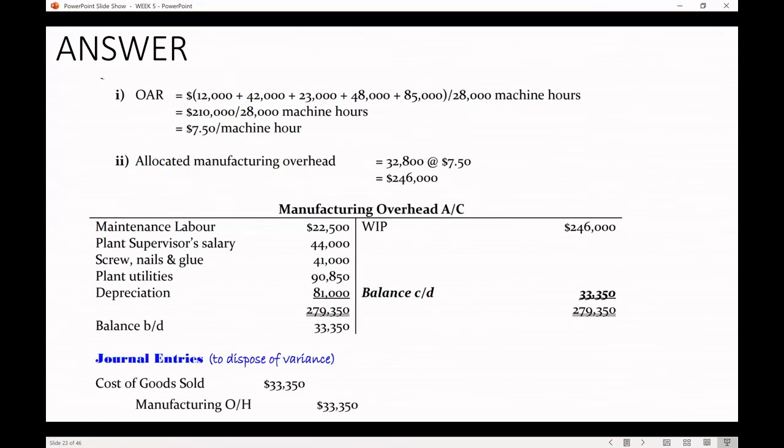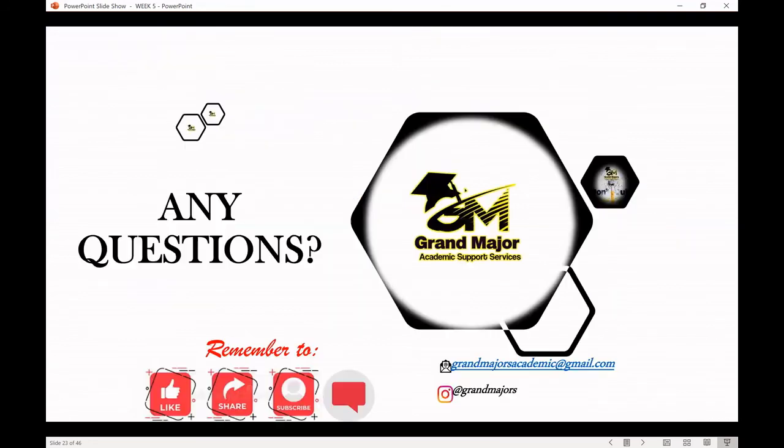So the journal entry to dispose of the variance: debit to cost of goods sold, 33,350, and a credit to the manufacturing overhead account of the same 33,350. So this is the end of our question.